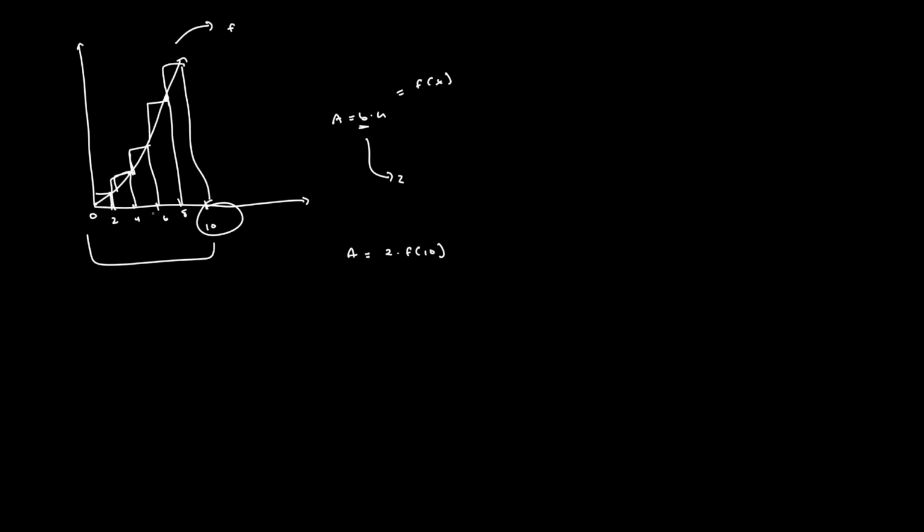And if we were to sum up the areas of all these rectangles, we can get an estimate of the area under the curve. So we can say the area under a curve is about 2 times, and then this is the summation notation from i equals 1 to 5, because I have 5 rectangles, of f of x sub i, where x sub i is just, x sub 1 is 2, and then 4, and then 10, right? So x sub 5 is 10, etc., etc.